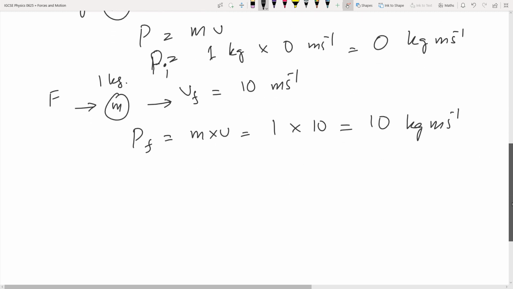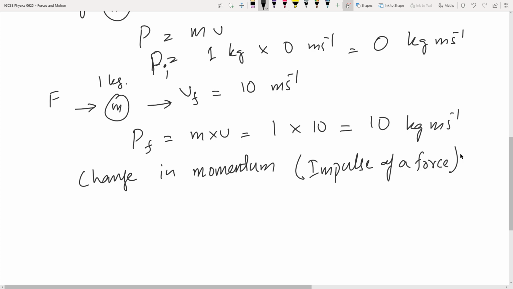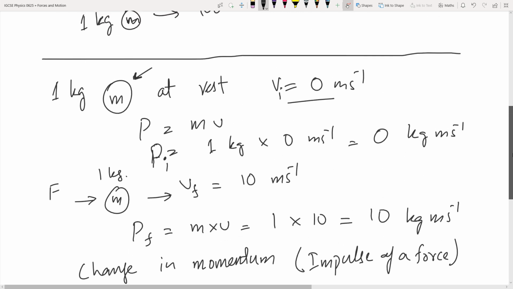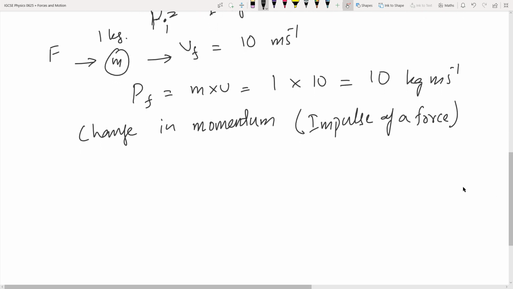Now you need to understand there is a change of state. So if we discuss change in momentum, right, here is a change in momentum. We are going to call this as impulse of a force, right? It's the force that changed the momentum of the object. It was 0 before, now it's 10 kilogram meter per second. So this change in momentum, what we call as an impulse, can be referred to as pf minus pi, the change in momentum, delta p, right? Delta p should be equal to mass vf minus mass into vi.